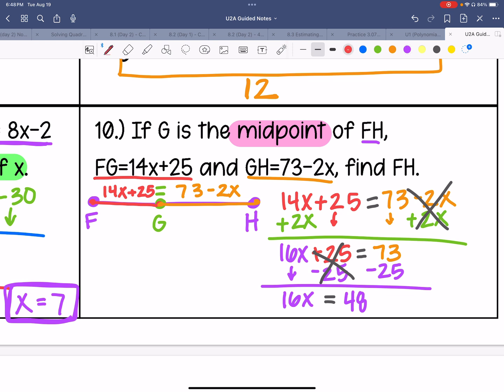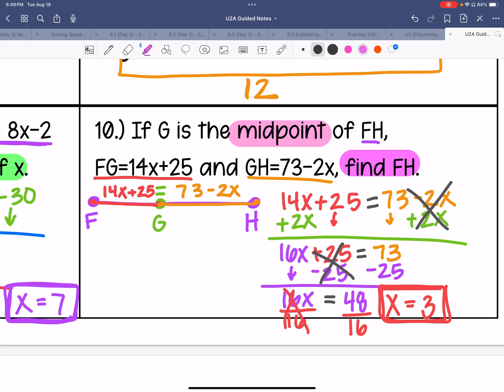So now my last step, I want to get x by itself, so that means 16 has got to go. I get rid of 16 by dividing both sides by that. So I end up with x equaling 3. So x equals 3. Now, if we jump back to our question, we are told to find FH. We just found x. We did not find FH. Notice FH is the entire segment. So we are actually looking for the entire length of our segment.